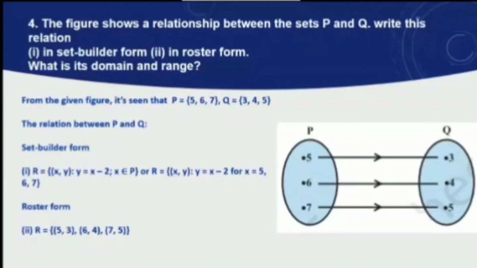Is it clear? Set builder form means I need to write whatever formula I am using. There are two ways to represent set builder form. One, I am representing R equal to a relation such that ordered pairs (x, y), y equal to x minus 2 and x belongs to P. And the other way to represent set builder form is ordered pair (x, y), y equal to x minus 2 for x equal to 5, 6, 7. Either you can write x belongs to P or x equal to 5, 6, 7. In roster form, I write the ordered pairs elaborately. So R equal to (5, 3), (6, 4) and (7, 5).